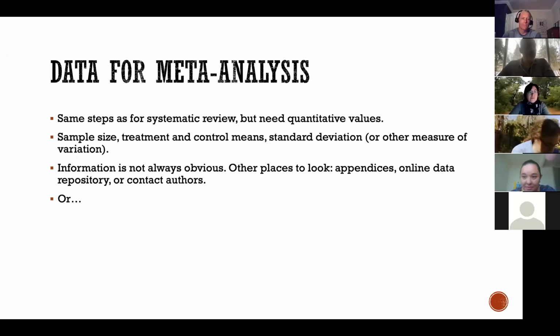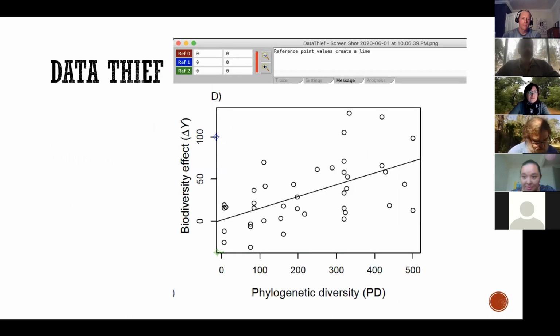The problem with doing meta-analyses is that the information is not always made so obvious. Sometimes you have to look in appendices. Sometimes you have to go to online data repositories. So they might have uploaded their data to Dryad, for example. You might have to contact authors, or you get the data from their figures.